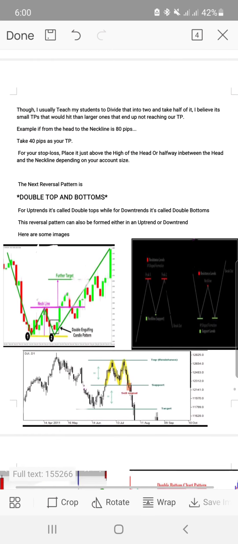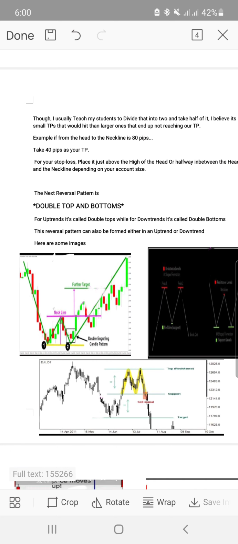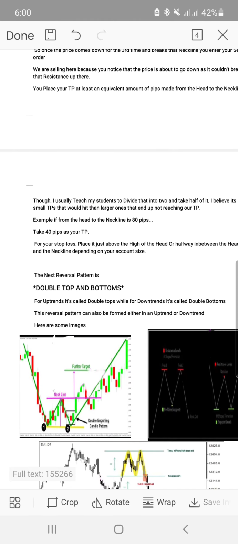So now the next pattern we're going to be talking about is double tops and double bottoms. Now double tops and double bottoms is somehow similar to head and shoulder pattern in that price, remember in head and shoulder pattern, price went up, right? Then encountered a resistance that it couldn't break, right? Then it goes down, then it goes back up and breaks that first resistance it couldn't break before.